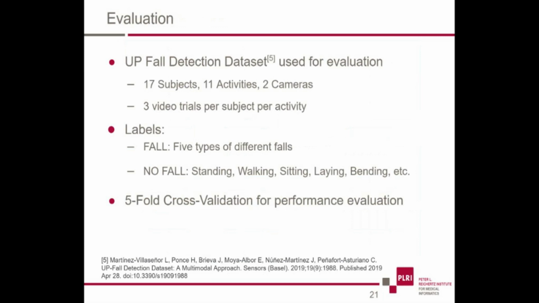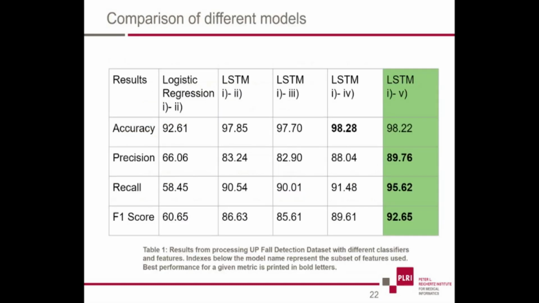Now I'll talk about the data set that we have used. We use the UP fall detection dataset to train our model. It contains videos of different test subjects performing different actions. Actions include 5 types of falls, such as falling straight, falling backwards, as well as common day-to-day actions, such as standing, jumping, bending, etc. Each frame of the video is labeled by the action performed in that frame. We use a 5-fold cross-validation to evaluate the performance of our model.